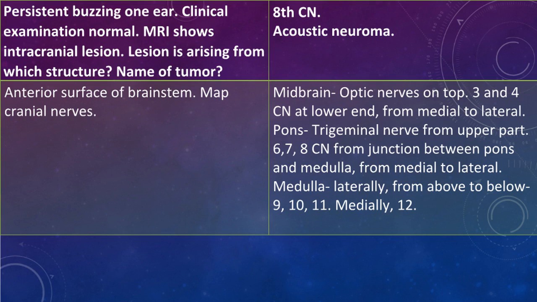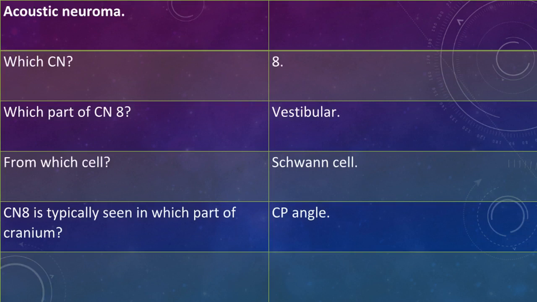Anterior surface of brainstem. Map the cranial nerves. Midbrain: optic nerves on top, 3 and 4 CN at the lower end, from medial to lateral. Pons: trigeminal nerve from the upper part. 6, 7, 8 CN from the junction between pons and medulla, from medial to lateral. Medulla: laterally, from above to below, 9, 10, 11. Medially, 12.